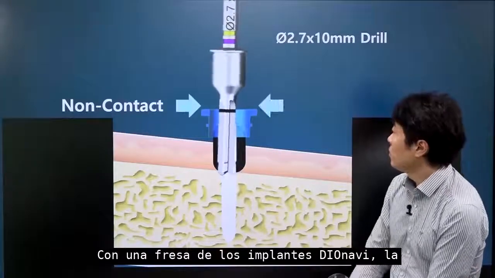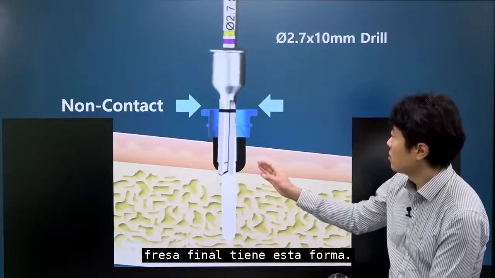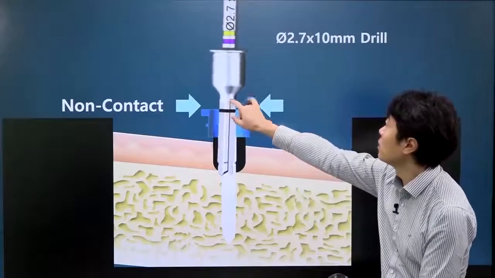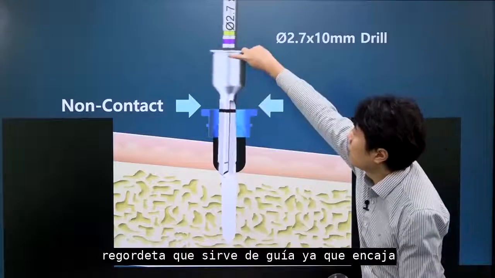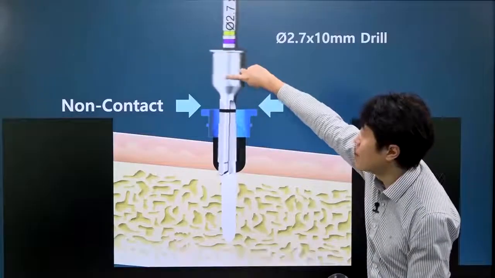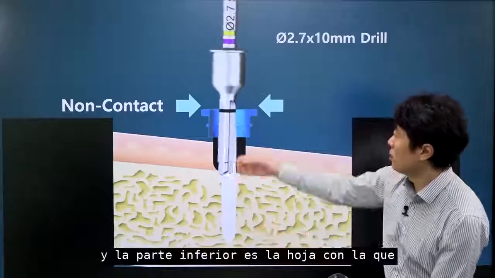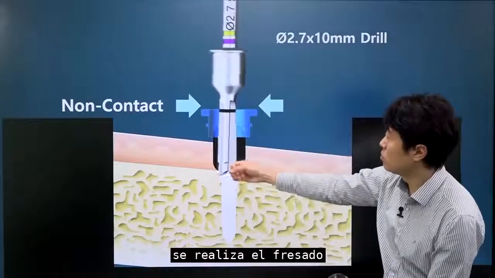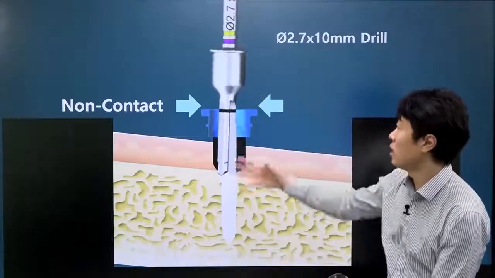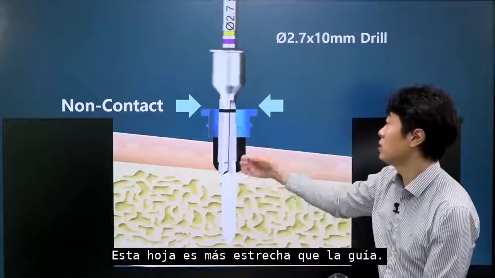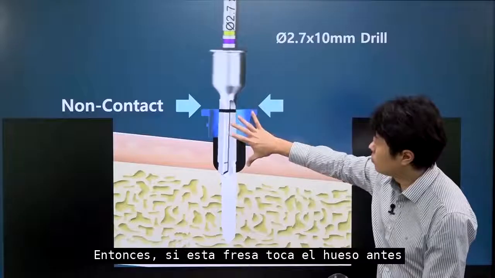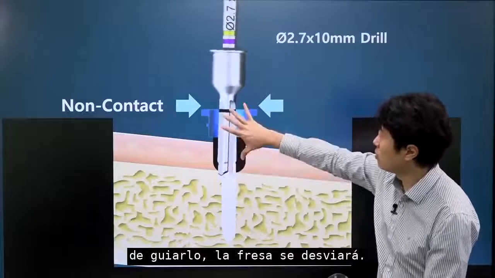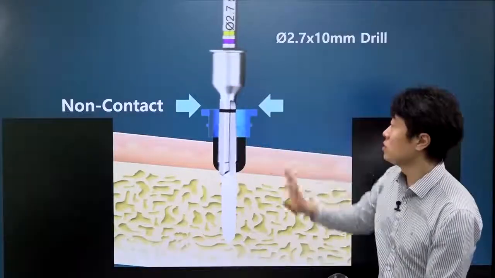With the DIOnavi implants, the final drill is shaped like this. The upper part has this plump part that serves as a guide as the surgical guide fits, and the lower part is the blade with which drilling is done. This blade is narrower than the guide, so if this drill touches the bone before it is guided, the drill will go astray.